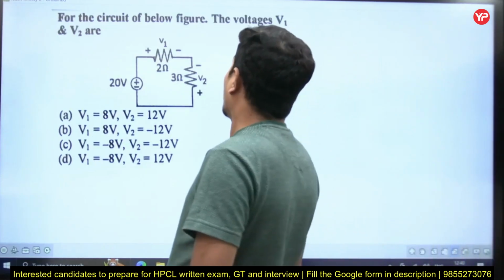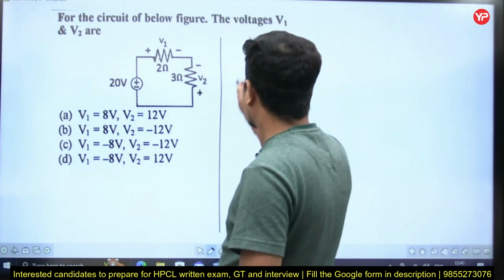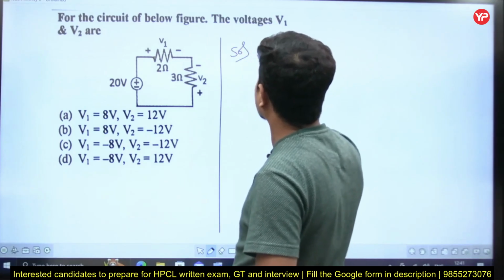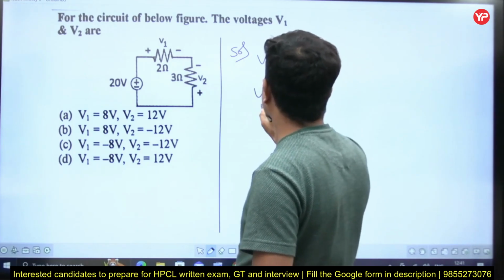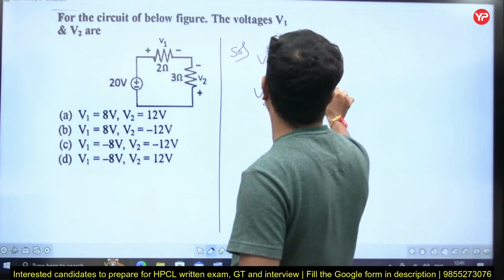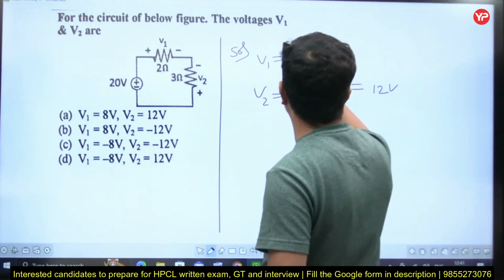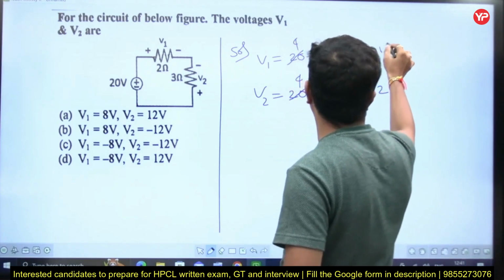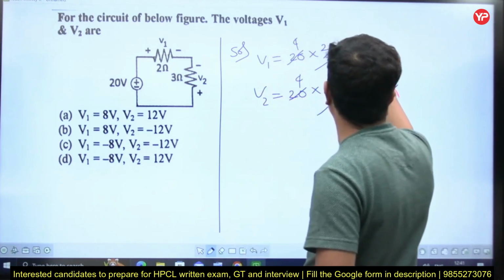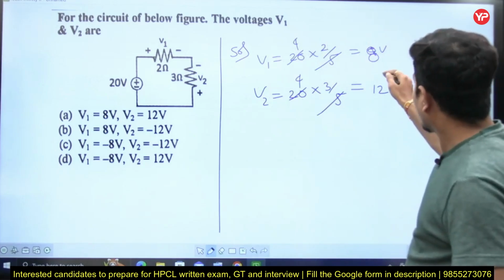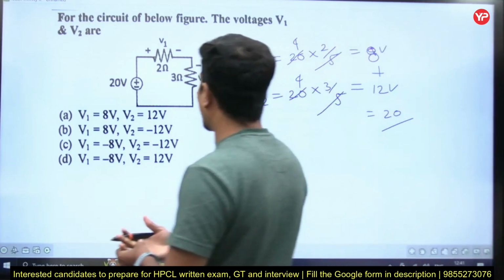For the circuit of the figure below, the voltages V1 and V2 are, simply apply voltage division. V1 is equal to 20 into 2 by 5, and V2 is equal to 20 into 3 by 5. So this will be 8 volts and 12 volts. Somewhere I committed a mistake in the multiplication. V1 plus V2 must be equal to 20, you can check. Yes, 8 volts and 12 volts.